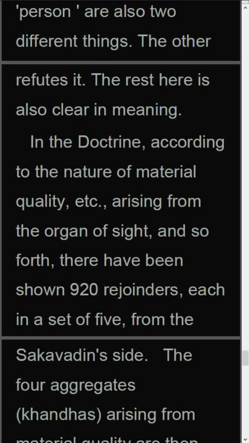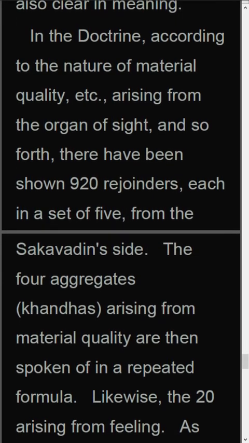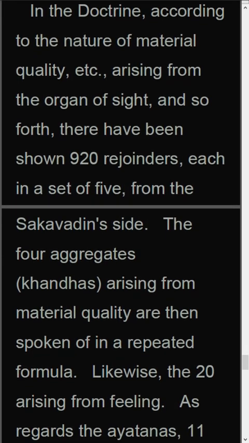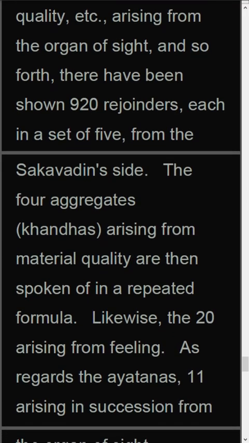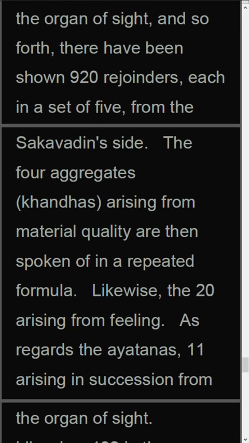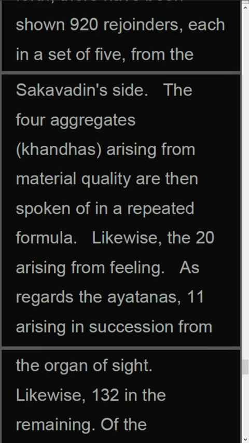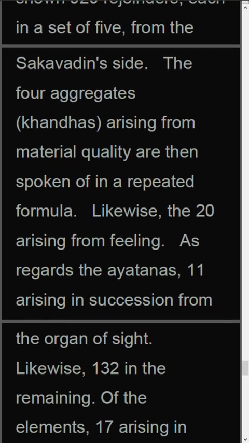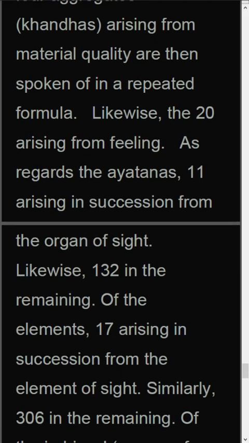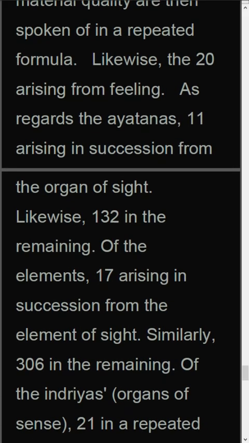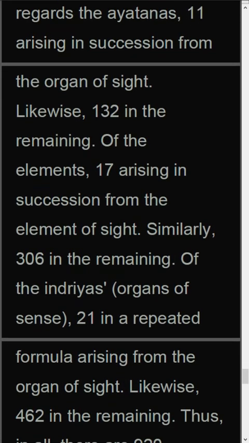In the doctrine, according to the nature of material quality, etc., arising from the organ of sight, and so forth, there have been shown 920 rejoinders, each in a set of 5, from the Sakavadin's side. The 4 aggregates (skandhas) arising from material quality are then spoken of in a repeated formula. Likewise, the 20 arising from feeling. As regards the ayatanas, 11 arising in succession from the organ of sight. Likewise, 132 in the remaining.